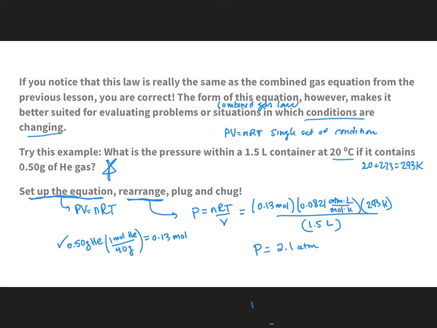I'm seeing that we get an answer of 2.1 atmospheres. Let me just show you the unit cancellation here so you can see what's happening. Moles cancels moles, Kelvin cancels Kelvin, liters cancels liters. Atmosphere is the only unit left in the problem, and that's your answer.